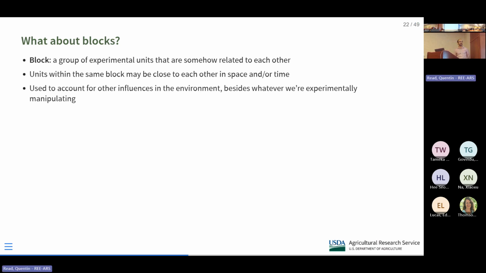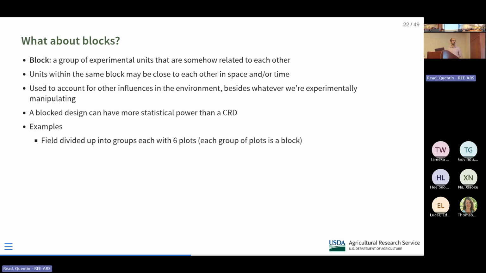Blocking is good because it allows us to estimate what the effect of other influences in the environment are besides the one we're manipulating, and then we can get a better estimate of the actual effect of the drug or the treatment or whatever it is. And so you can actually get more statistical power from a block design than you can from a completely randomized design, depending on how the environmental variation shakes out. Yeah, so you could think of it in an agricultural field. You divide up the fields into groups of plots. Each of those groups of plots is a block.